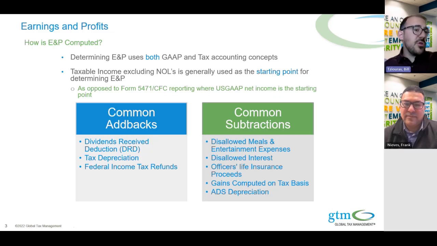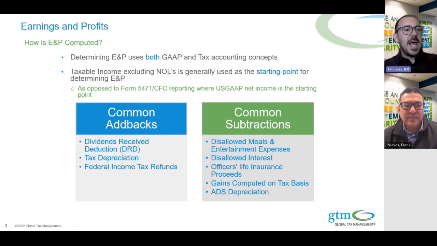As opposed to the preparation of a 5471, where we talk about our CFCs, your starting point on the form would be your US GAAP book income, and then you would make your adjustments to get to your earnings and profits. Below, we can take a look at some common add backs and subtractions.